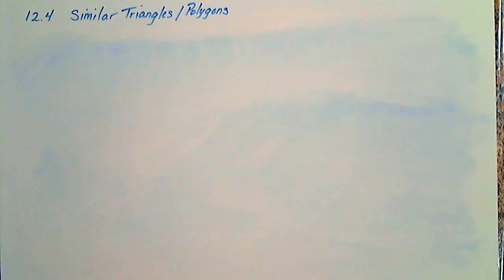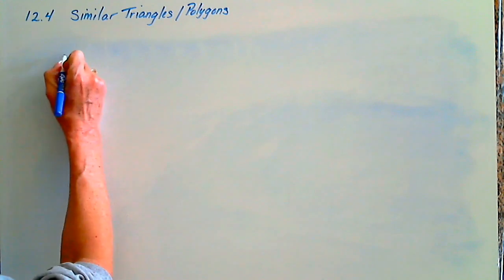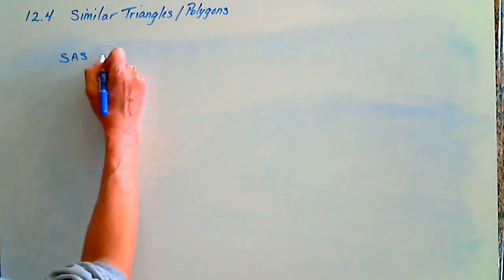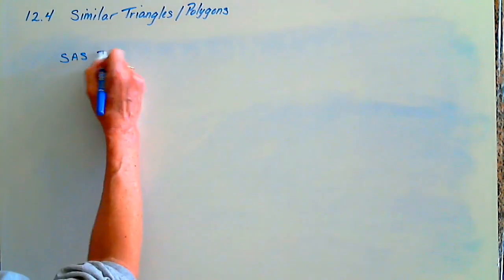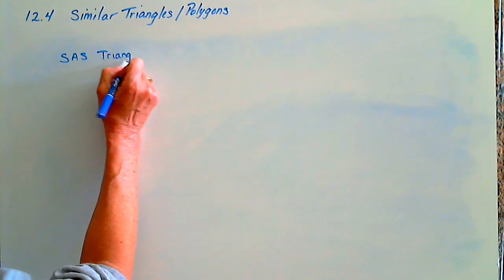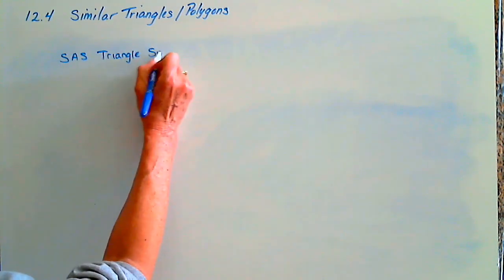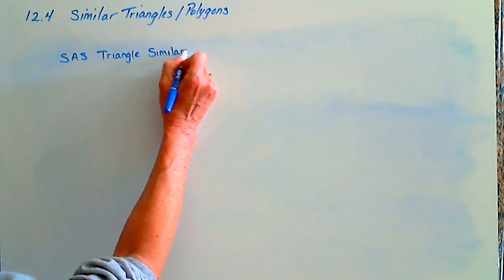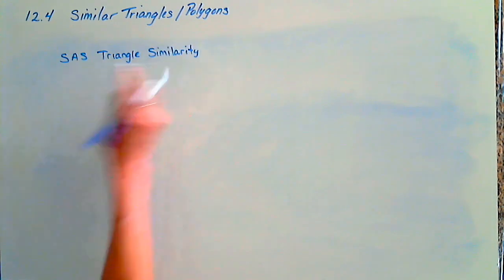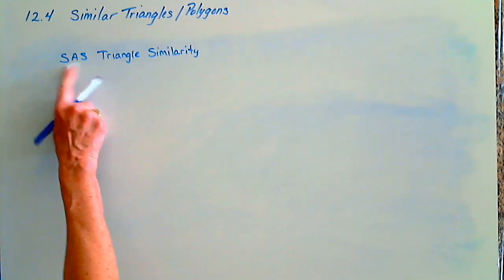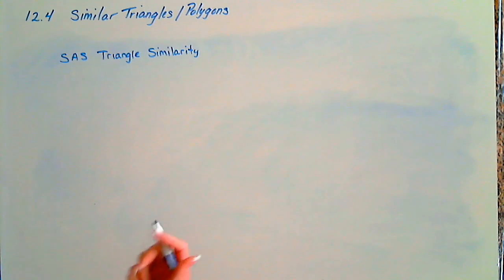Let's take a look at our next form of similar triangles. Didn't mean to erase it. Hopefully you remember the second one we're looking at is side angle side triangle similarity. And of course the order kind of gives it away. We need the angle to be between the two sides that are proportional.